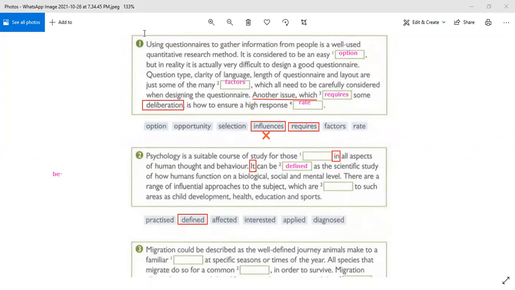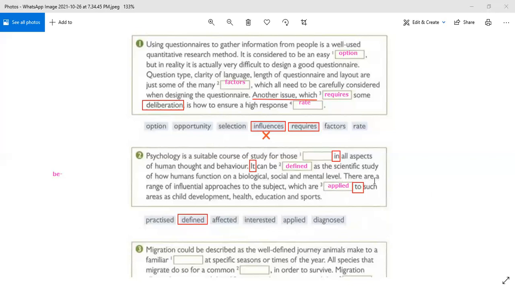Okay, number 3, option number 3. First of all, I have to look for a verb PP after be. Verb-ing could be possible, but it is again a passive sentence. Now you have to consider this time the preposition to. Right, applied. How do we know applied? Because apply to is a collocation. Right?